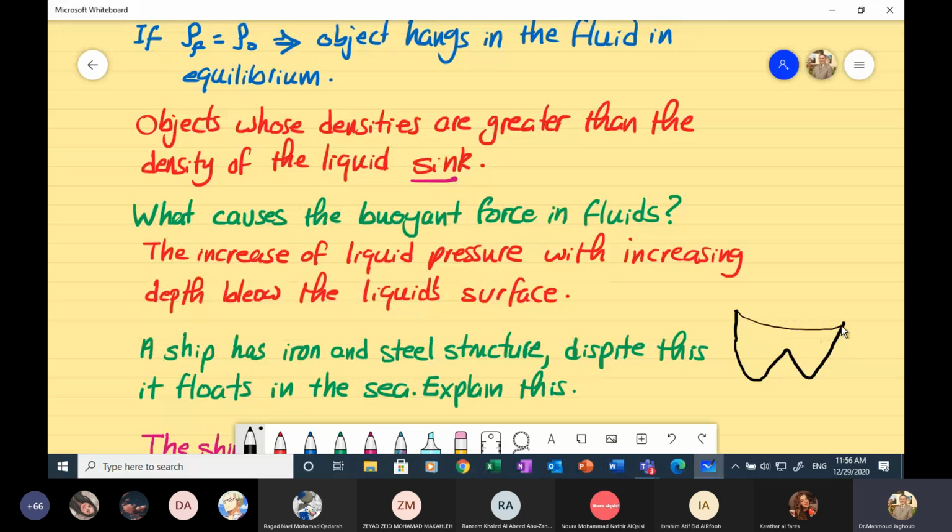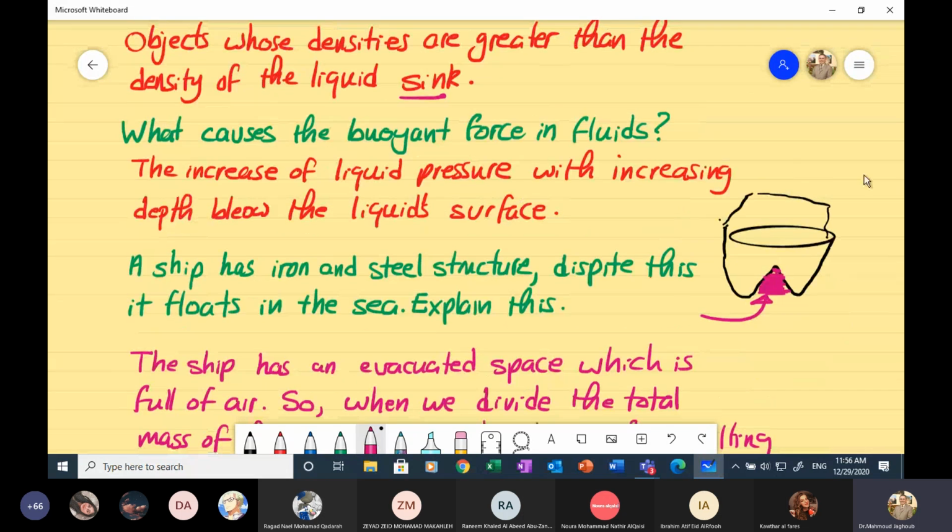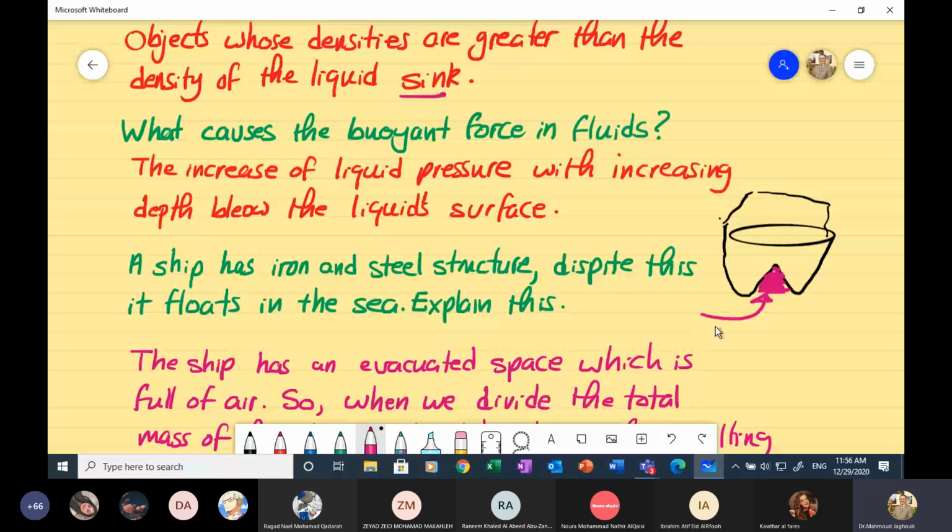This is the ship, okay? And this is the rest of the ship here. Now this is volume. This volume is what? It's full of air. This is air here, okay? This vacuum, this air, this volume of the ship is full of what? Is full of air. And so this volume here, the evacuated volume, contains what? Contains air.